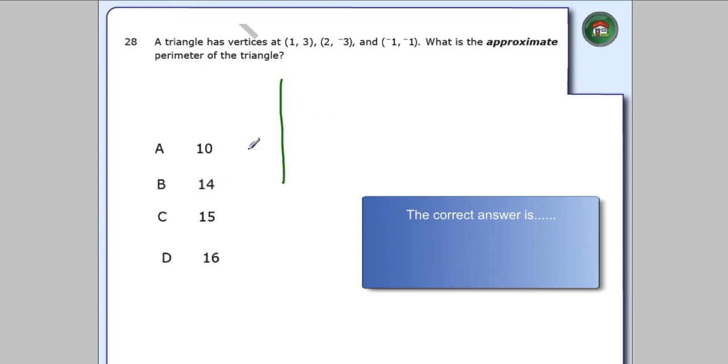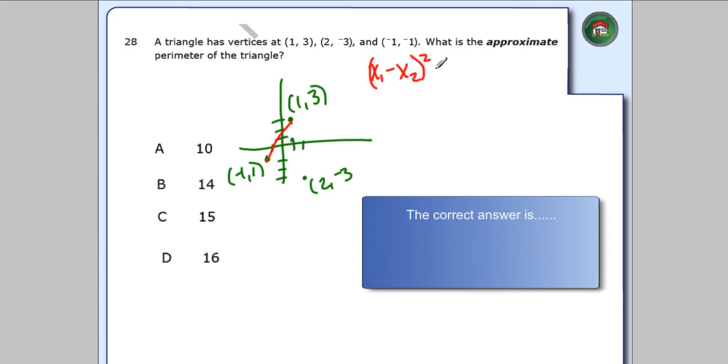So you've got this triangle at 1, 3, 2, -3, and -1, 1. Graph those on your graph paper, and then you're going to find the length of each. So I need to find this length. I'm going to do that in red. So here is the formula you need to memorize.